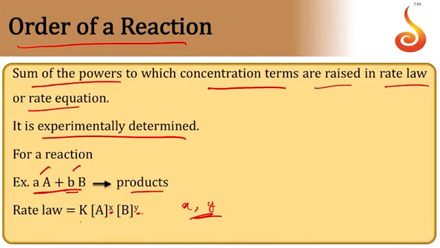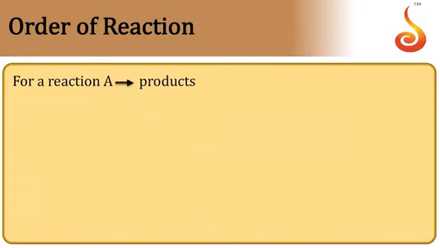Therefore, the sum of the powers, x plus y itself, is called the order of reaction. The sum of the powers to which the concentration terms are raised in the rate law is called the order of a reaction, and x and y are experimentally determined quantities, and they are not coming from the balanced equation. This is regarding the order of reaction.